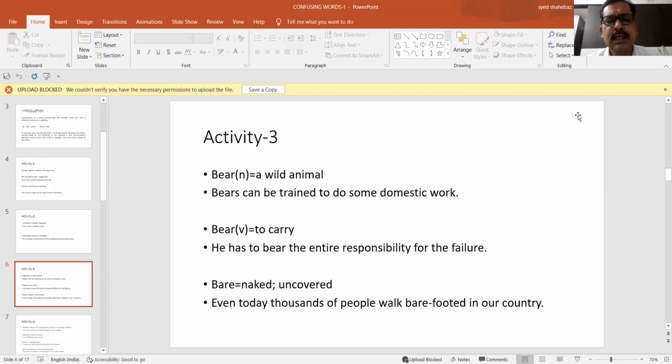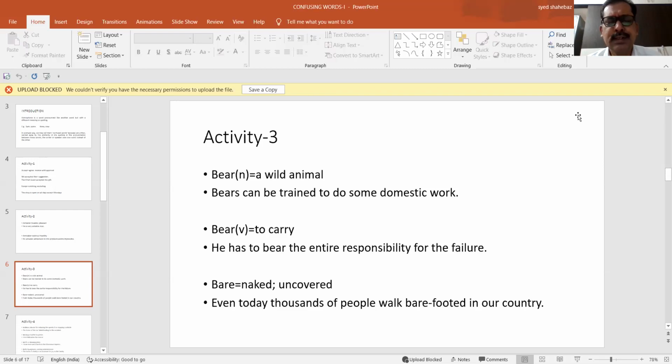Next, same spelling, but it is a verb. Bear means to carry. He has to bear the entire responsibility for the failure. He has to carry the entire responsibility for the failure. Taking the responsibility is called to bear. This is a verb. Bear, bore, born.